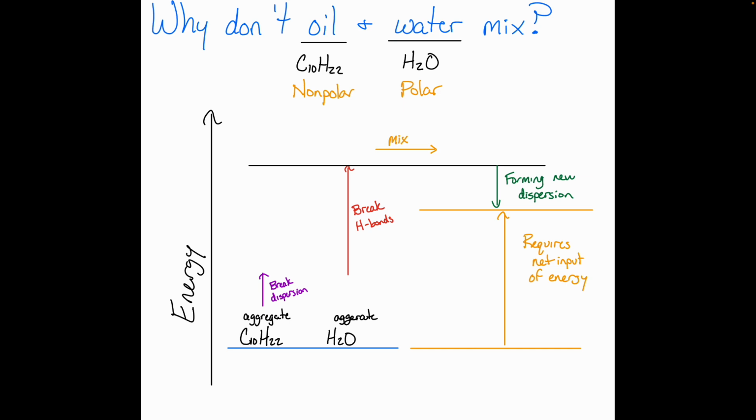Well, oil only has weak dispersion forces, so we only have to put in a little bit of energy to break that. Water has really strong hydrogen bonding interactions, so we have to put in a lot of energy to break that. But then oil and water can only interact with one another through dispersion, so the release of energy that we get is very small. And so that process requires a net input of energy, and that's bad, all right?